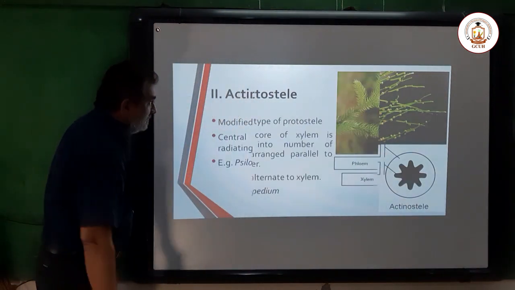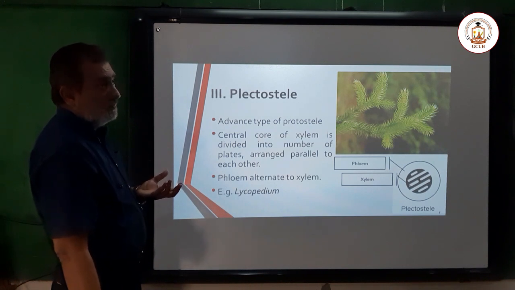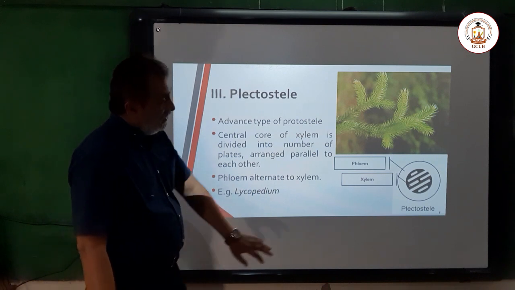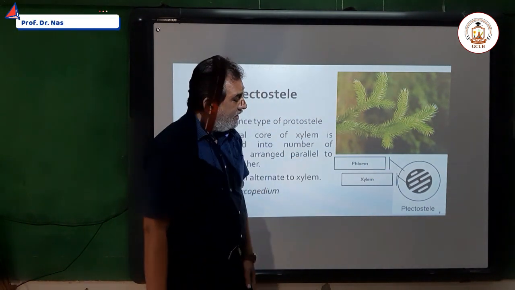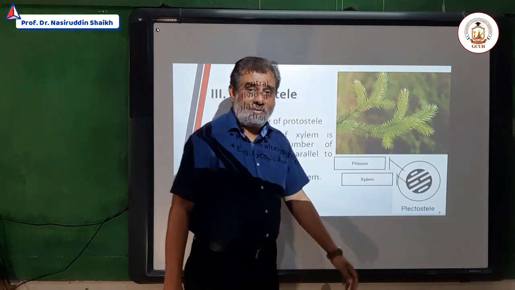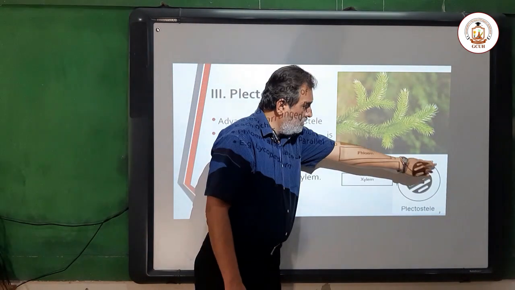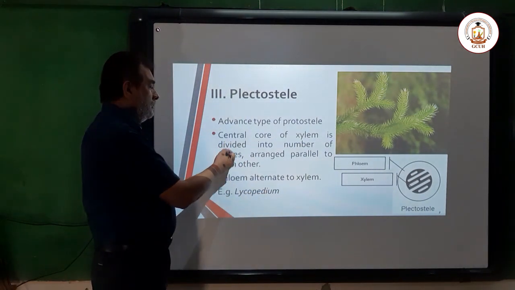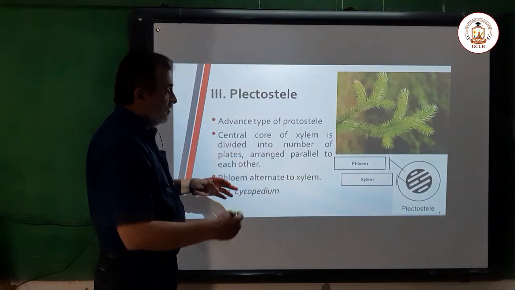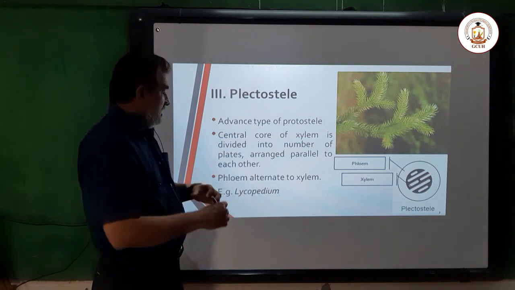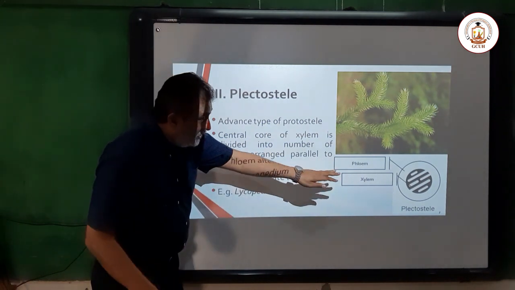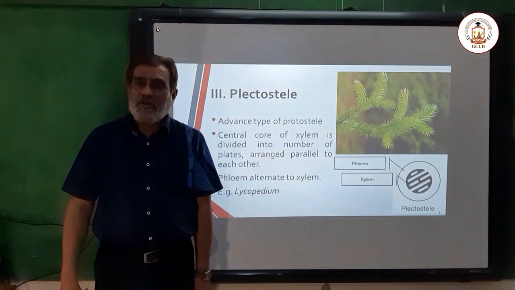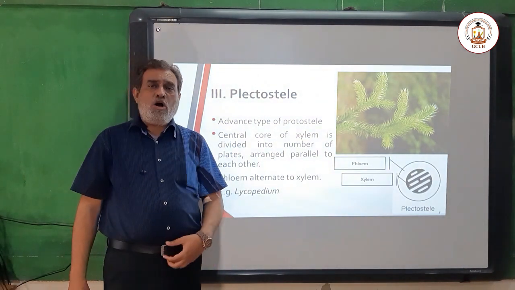If we go to the next, then it is plectostele. The plectostele is a little bit advanced type because the pith is still absent, but you will see that the xylem is divided into parallel plates with parenchymatous tissues, and the phloem surrounds it. The central core of the xylem is divided into a number of plates arranged parallel to each other, with phloem alternating with the xylem, and it is found in Lycopodium. We have already studied this in the Lycopsida.